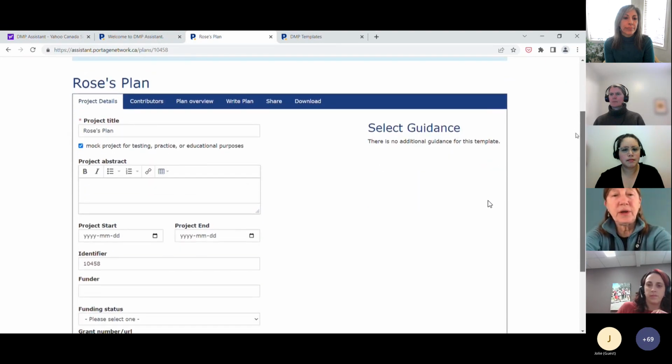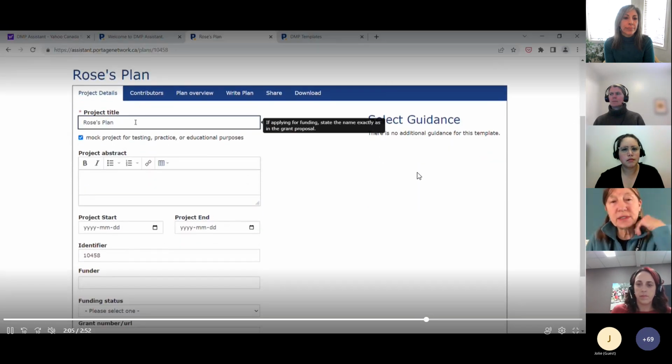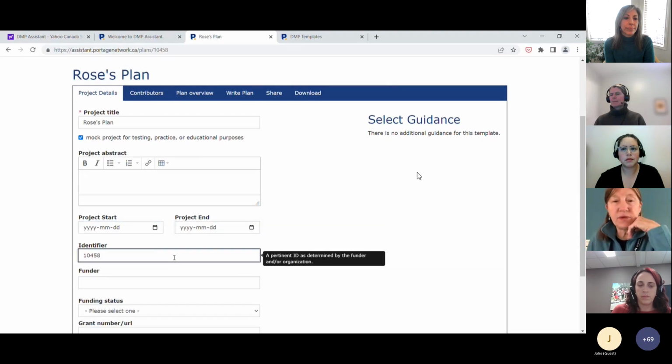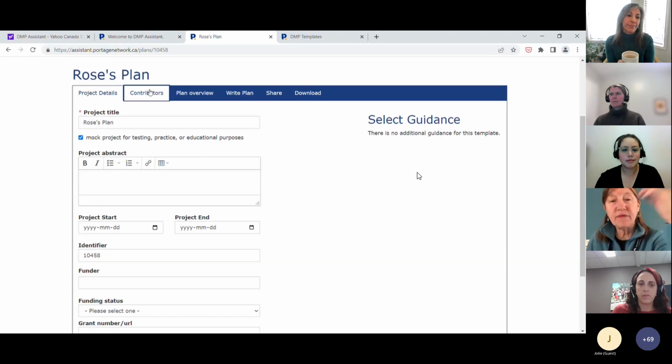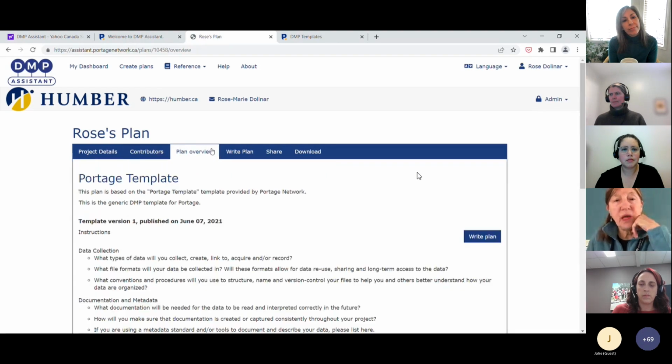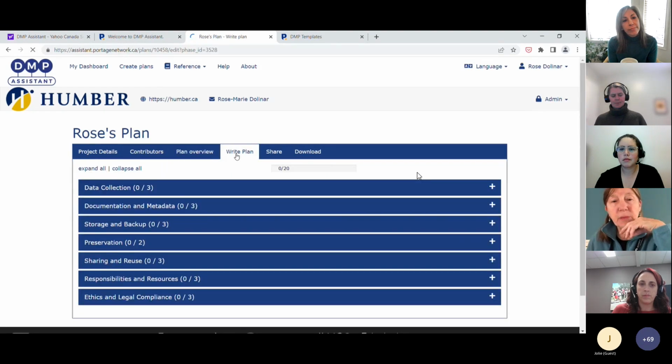and make changes and share. So you're going to put in here, mine's called Rose's Plan. I'm going to put in my abstract, my project start and end date. If you have it, you don't put it in if it's not done. The funding number, if you have it. If you don't, that's fine. And then just toggle across the top here. And then you're going to be able to see the template.